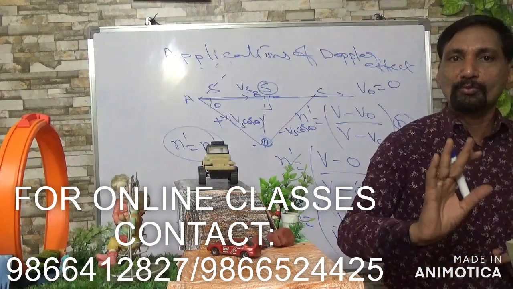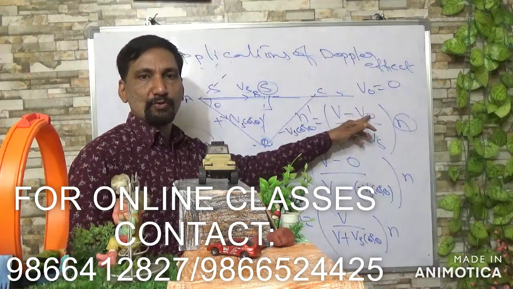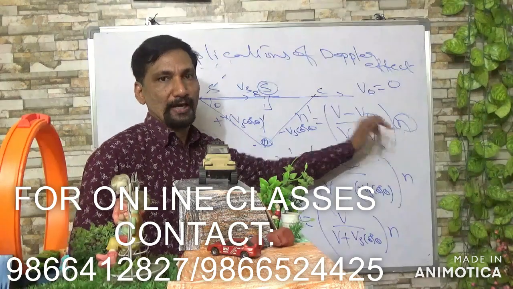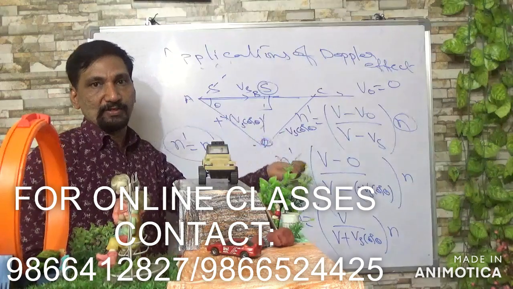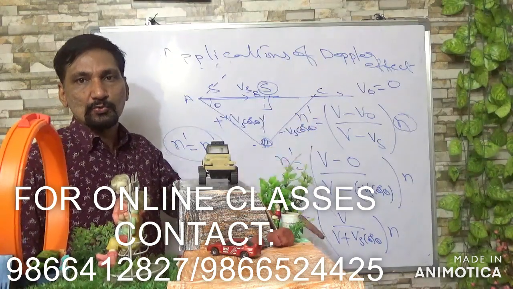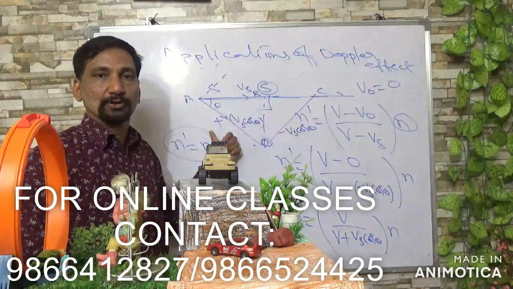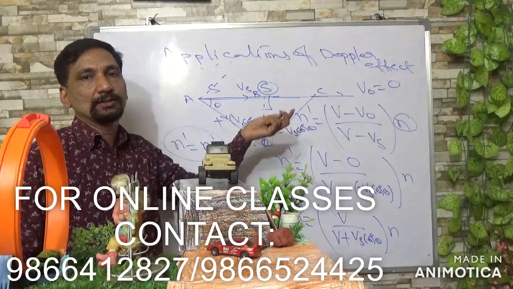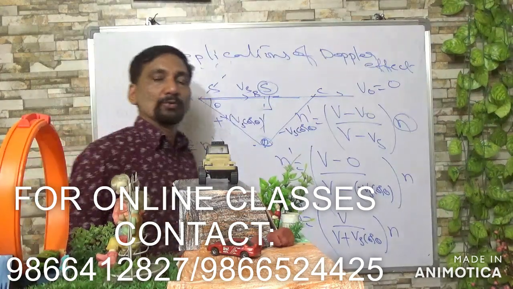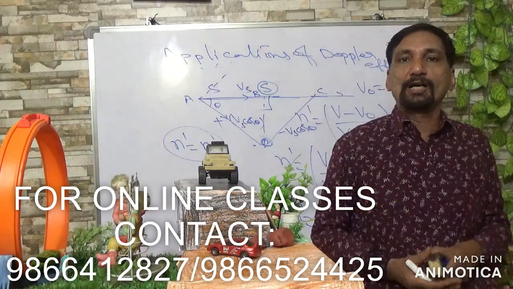Here you need to remember only two points. One, the main formula: V minus V naught by V minus Vs into N, where V naught is the observer velocity, Vs is the source velocity, and N is the true frequency. Source towards the observer is positive; observer towards the source is negative. Opposite is opposite. I am going to solve the problems in the next part also.